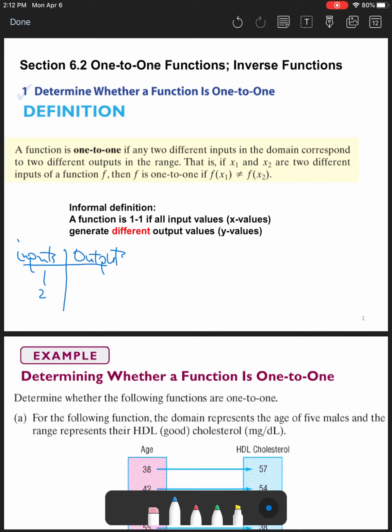So let's say we input 1, 2, 3. None of those inputs repeat, so far we have a function, even if it goes to 2, 4, 6. Input 1, you get out 2. Input 2, get out 4. Input 3, get out 6. This would be considered one-to-one because none of the outputs repeat. Again, if none of the inputs repeat, then your relation is a function. If none of the outputs repeat, then you have a one-to-one correspondence, meaning the function is one-to-one.